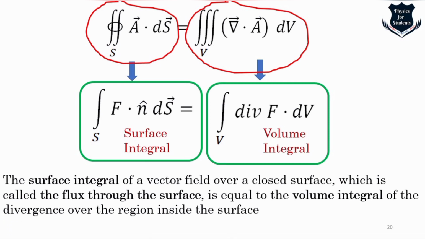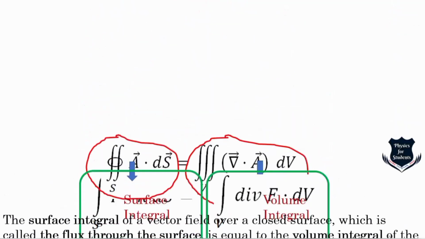And this is again a surface integral, on the left hand side, of a vector field over a closed surface, which is called the flux through the surface, and it is equal to the volume integral of the divergence over the region entirely inside the surface. So taking ahead with the reduced version, you might be wondering why I am explaining things repeatedly. This is important so that you understand the relation between divergence and flux. Okay, so far so good.